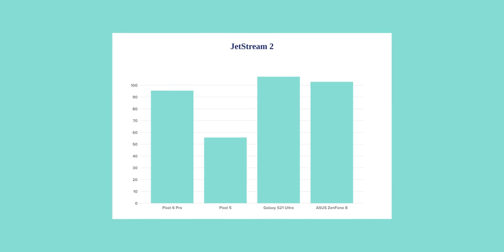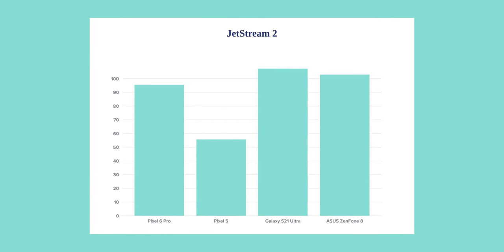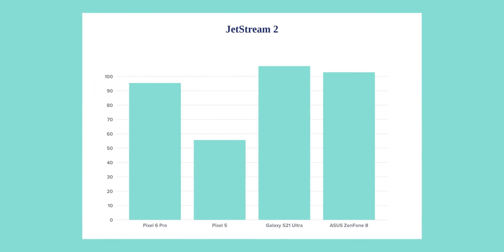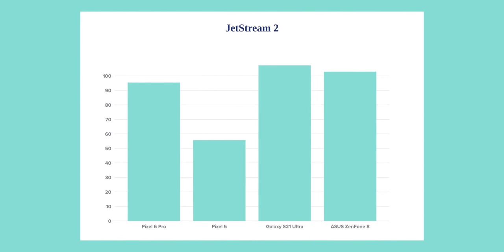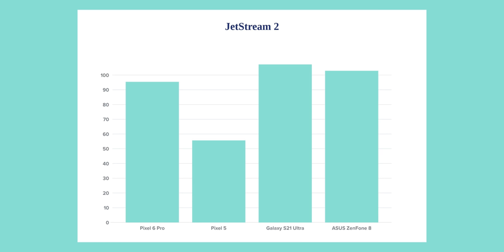Next, in the JetStream benchmark, which runs many suites of smaller JavaScript and WebAssembly benchmarks, the Pixel 6 Pro once again comes in not too far behind the Galaxy S21 Ultra and the Zenfone 8. For whatever reason, the Pixel 5 handles the test a bit better here, making for a less pronounced performance gap between last year's phone and the Pixel 6 Pro.